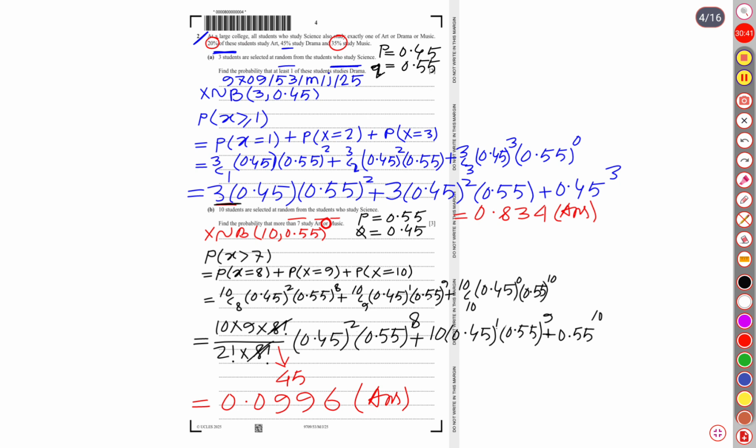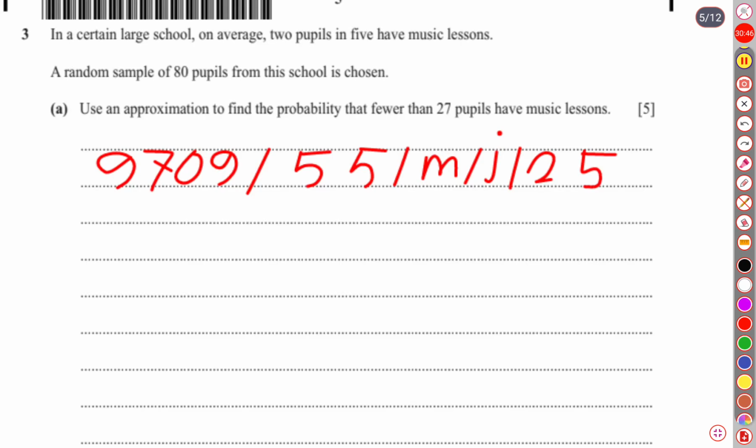Let's see our next question. The next question has been chosen from paper 9709/55 for the session May/June 25, and we are going to solve question number 3 under the mentioned topic. In a certain large school, on average, two pupils in five have music lessons. A random sample of 80 pupils from this school is chosen. Surely this is binomial distribution. Use an approximation belongs to actual normal distribution, so this part of the question doesn't belong to our mentioned topic.